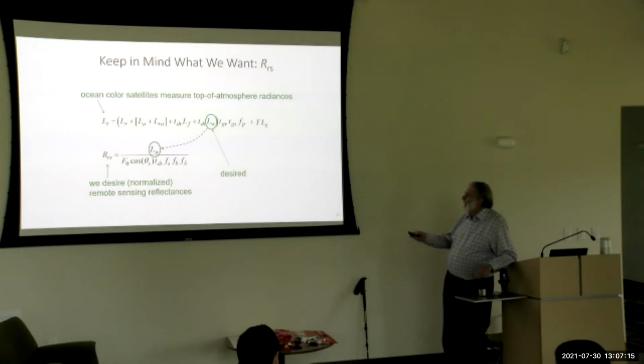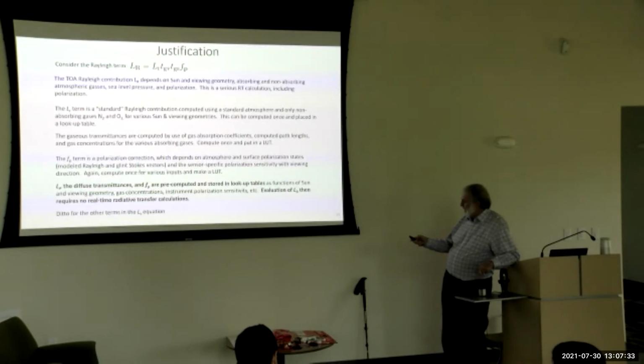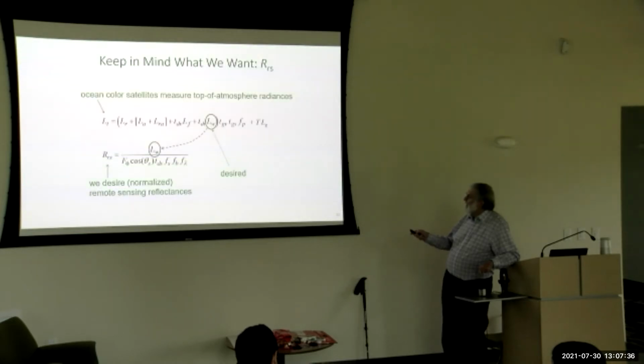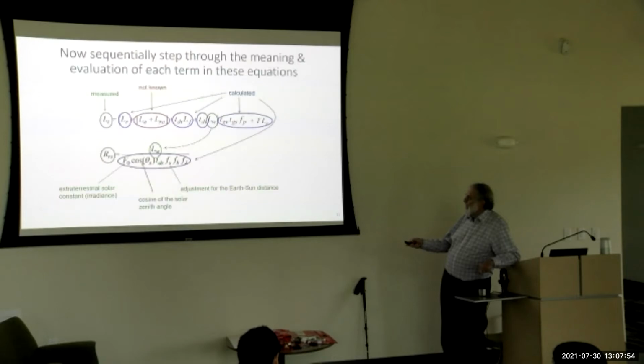Okay, so we're now going to go through these pieces one at a time, but keep in mind that what we want is the water leaving radiance, and then we're going to use that to compute a normalized remote sensing reflectance. And here he's kind of divided through by these factors. So we've got the water leaving radiance. We're going to normalize that to the extraterrestrial solar value. We're going to normalize it by the sun angle. We're going to put in all these diffuse transmittances, and the S here is an adjustment for the Earth-Sun distance.